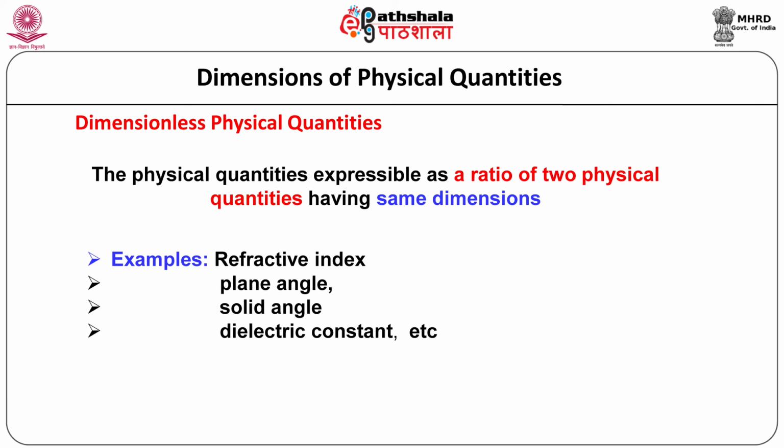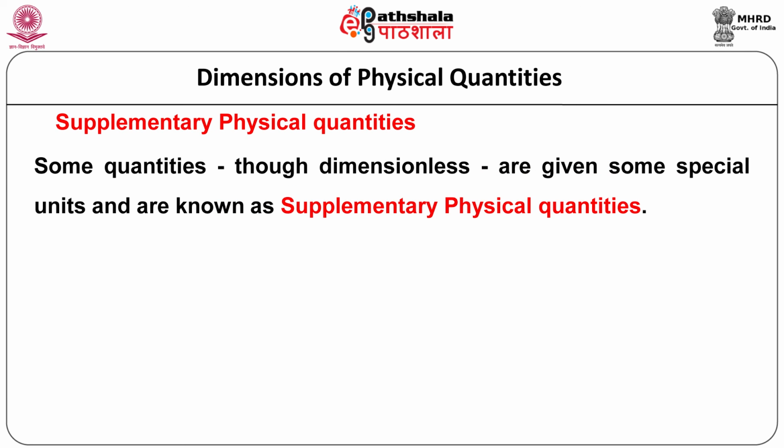Plane angle, which is the ratio of arc length to radius, is one such example of a dimensionless physical quantity. Other examples include solid angle, refractive index, dielectric constant, etc. Try to search for a few more. Obviously, one may expect dimensionless physical quantities as being pure numbers. Some quantities, though dimensionless, are given some special units and are known as supplementary physical quantities. Plane angle and solid angle are these two physical quantities.